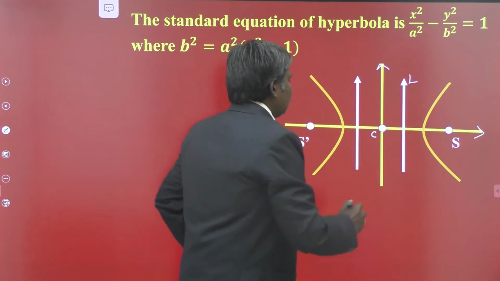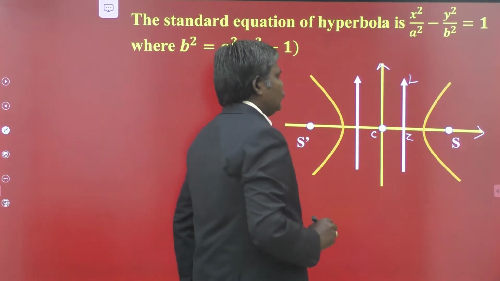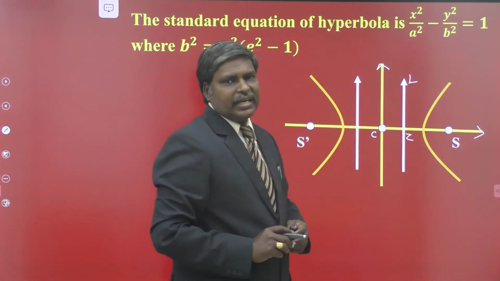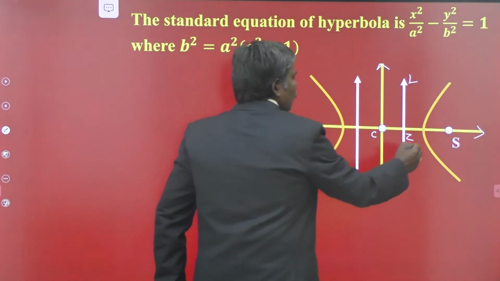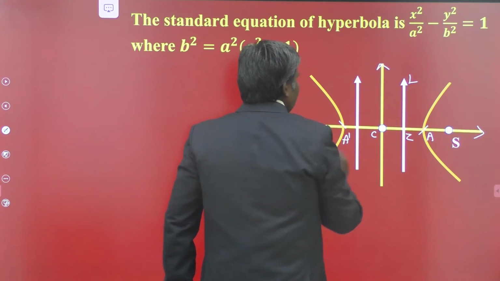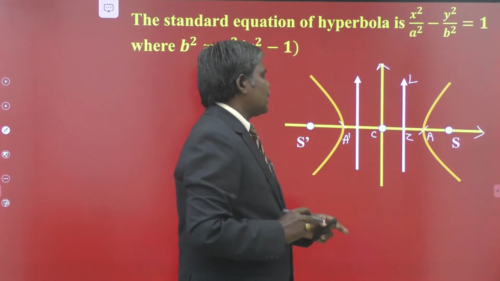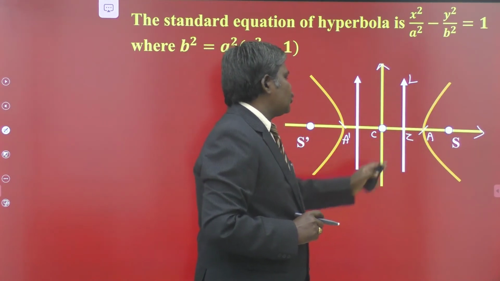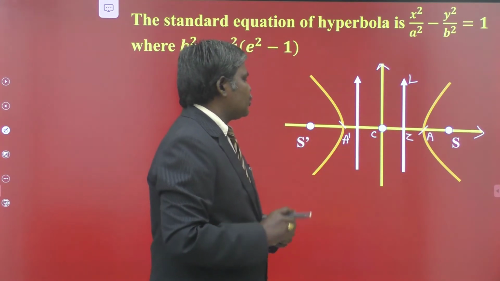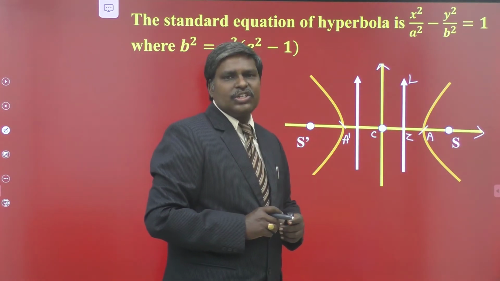Draw a line SZ perpendicular from the focus to the directrix L. So we are drawing a line which passes through the focus and is perpendicular to the directrix L. Now we choose two points A and A dash. Let A and A dash be two points on the line SZ such that A divides SZ in the ratio E is to 1. In the same manner A dash divides the line SZ in the ratio E is to 1, but A internally and A dash externally, as shown in the figure.